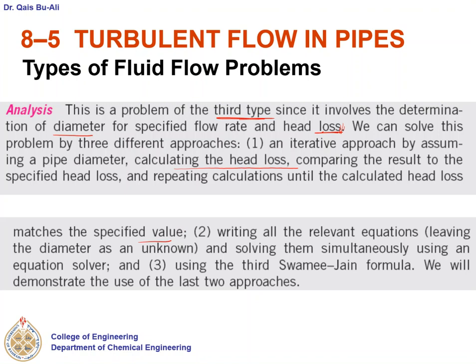The second approach is where you write all the relevant equations and leave the diameter as your unknown, and then you solve those equations together using an equation solver. This is the approach which the book used. And then the third approach is just to jump to the Swamee-Jain formula and see what we get. The book uses the last two approaches, so you can try the iterative approach by yourself, and we'll talk about the other two approaches.